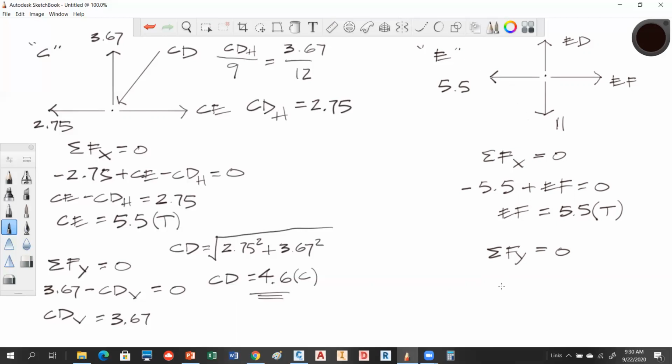So for the Y, we have a negative 11 plus ED has to equal 0. Okay, so negative 11 plus ED. Remember, these guys are nothing in the Y. So therefore, ED is going to be equal to 11. And we indicated tension, so that's definitely a tension member. All right? That one wasn't too bad, was it? There's your answers.